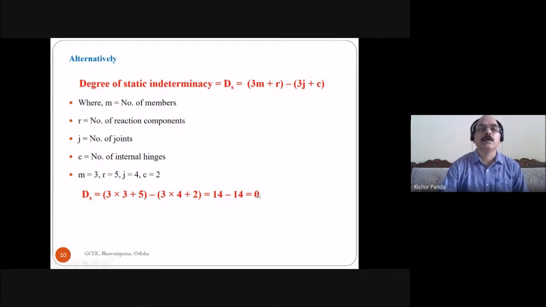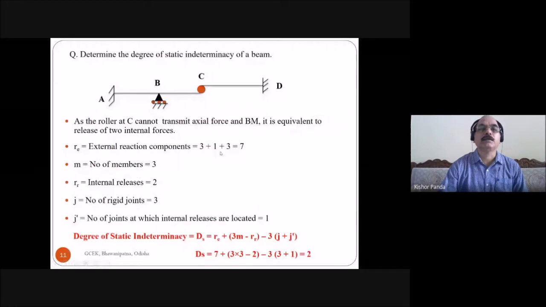So what is the degree of static indeterminacy? This is also an example. Determine the degree of static indeterminacy of a beam. Here this is one beam and this is another beam. So this is the hinge connected to this one and this one. Here you have to find out using this equation the ds. The external reaction component is, because this is fixed, this is roller, this is fixed. Fixed means 3 plus 3, 6, and this is one roller support, 1, so 7. The external reaction component is 7.